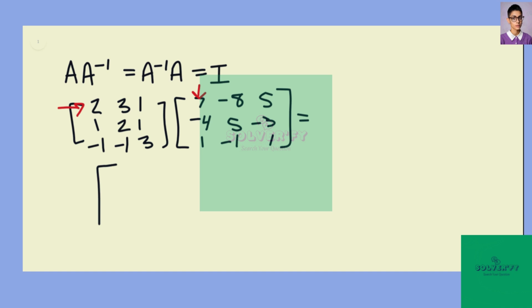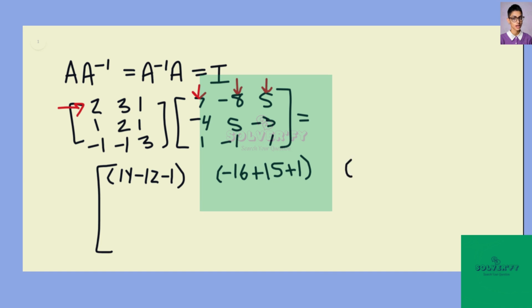And so this is going to give us 14 minus 12 minus 1 for the first one. Then the same row, but a new column. So that gives us negative 16 plus 15 plus 1. And then the same row, but a new column. So that gives us 10 minus 9 minus 1.